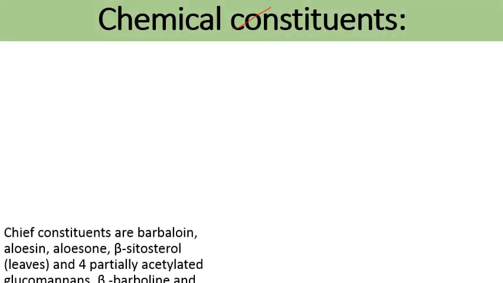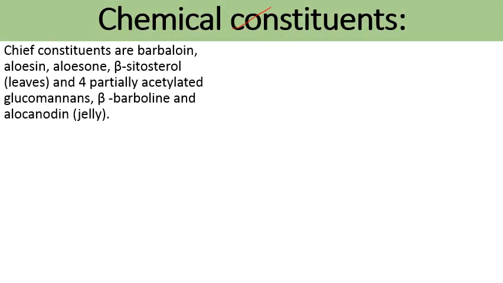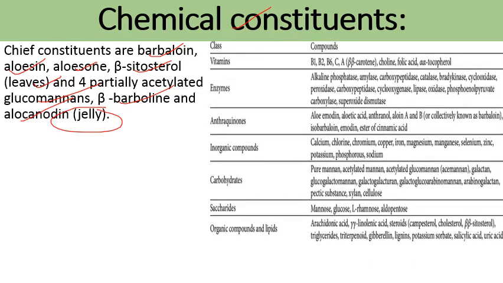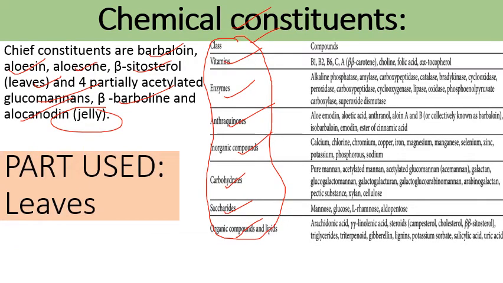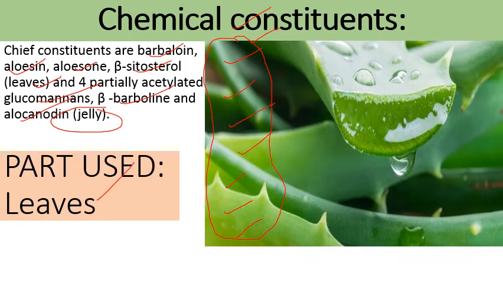Next comes chemical constituents. So chief chemical constituents are barbaloin, aloisin, aloesin, beta-sitosterol, which are present in leaves, and partially acetylated glucomannans, beta-barbaloin and aloe-emodin. So ये jelly में present होते हैं. In addition to this, it also contains vitamins, enzymes, anthraquinones, inorganic compounds, carbohydrates, saccharides, organic compounds and lipids. So these chemical substances are also present in the leaves of aloe vera. Part used are leaves. So leaves को हम use करते हैं.